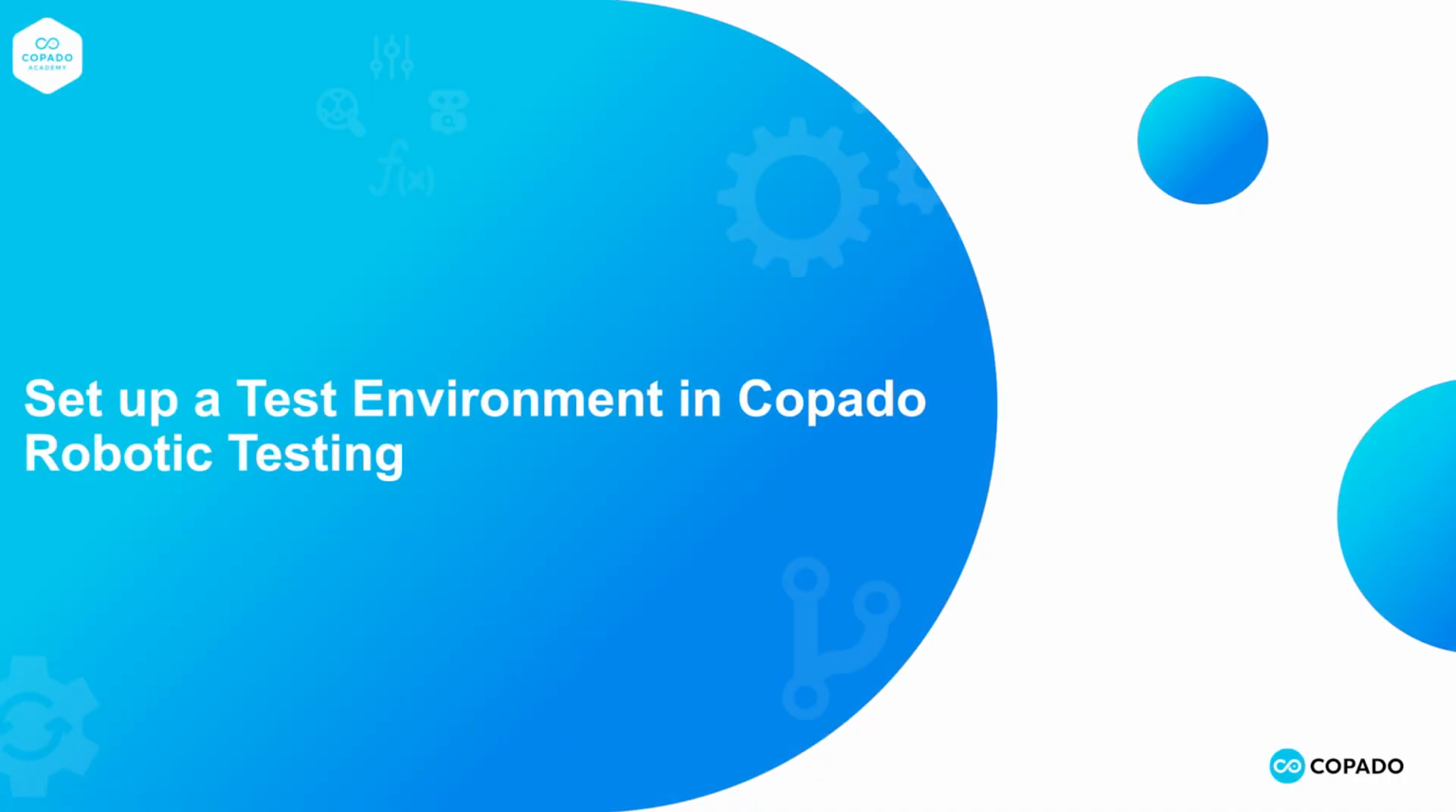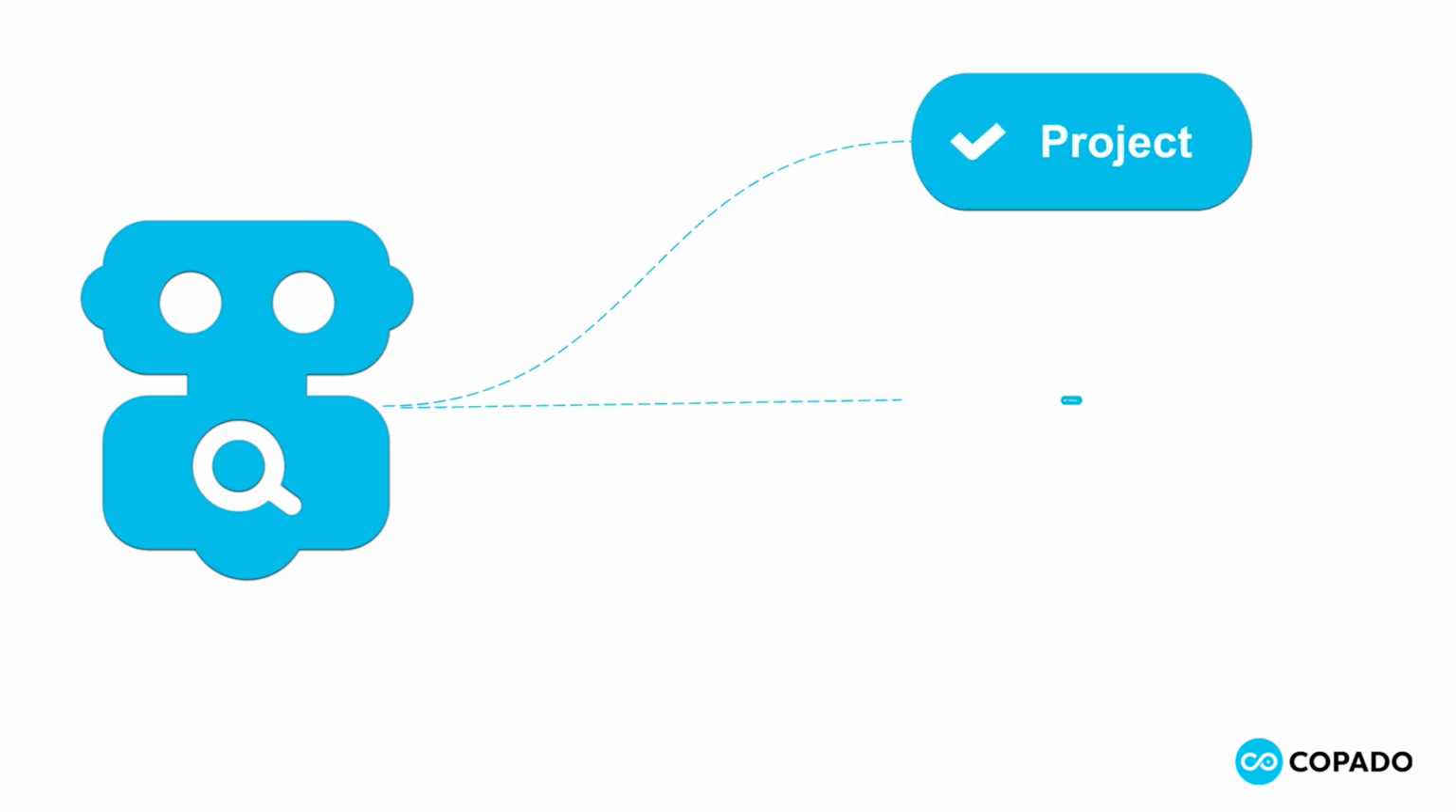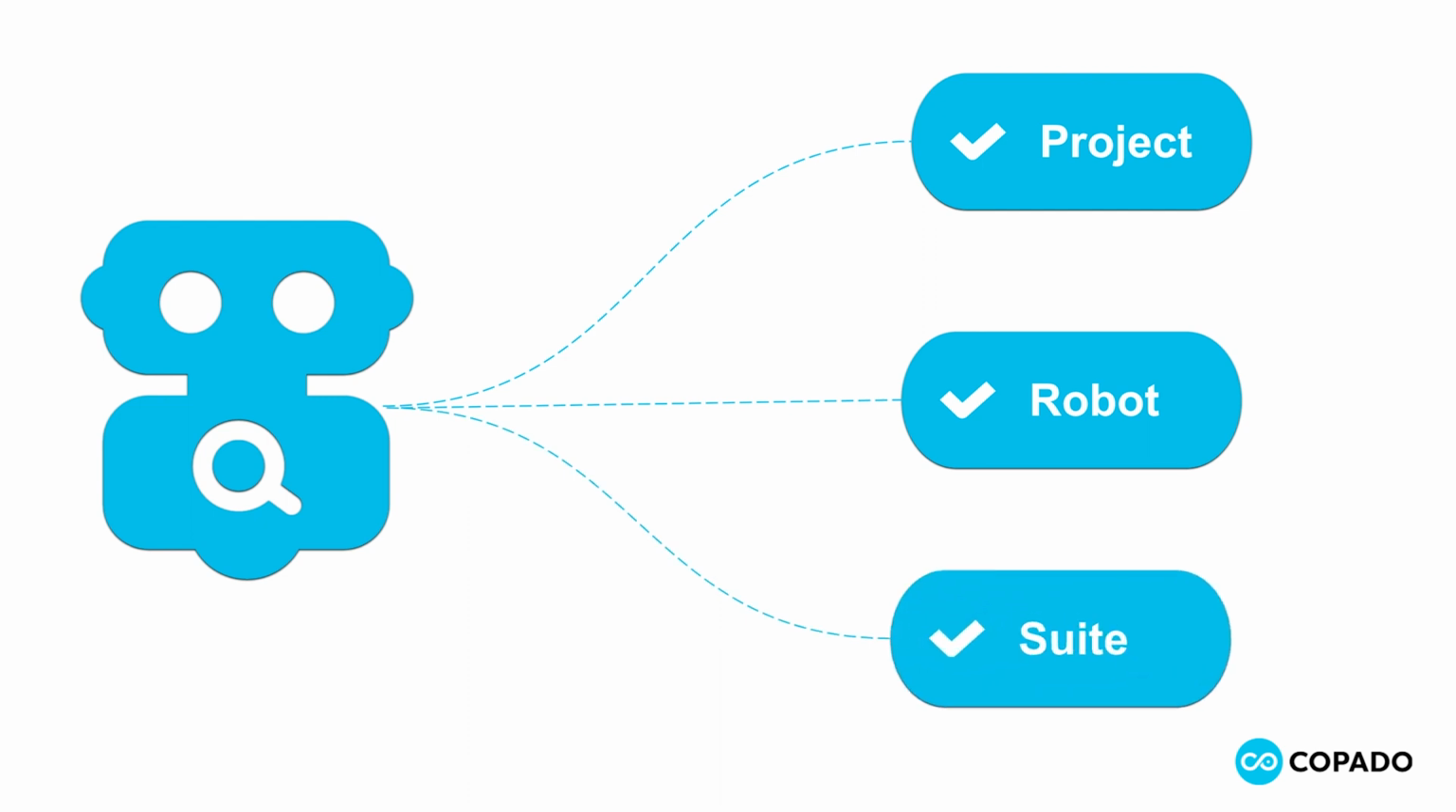In this video, we will see how you can set up a cloud-based test environment and start creating test cases in Copado Robotic Testing. In the process of creating a test environment, we will first create a project, add a robot to the project, and allocate a suite to the robot. Let's see how we do this.